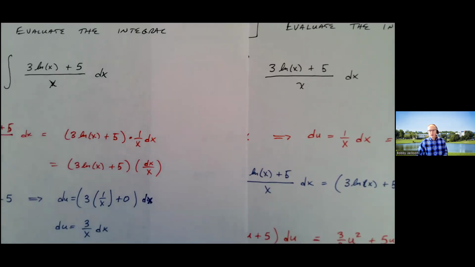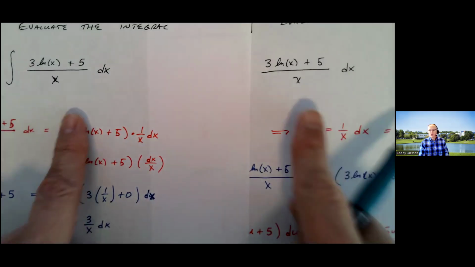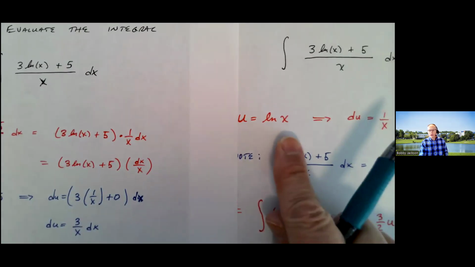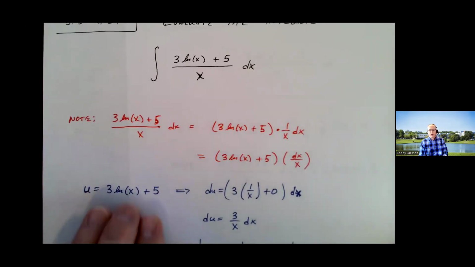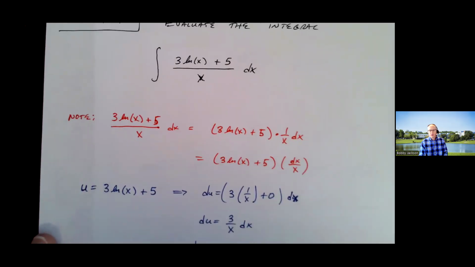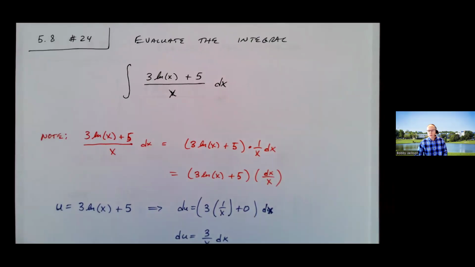Don't get stumped and just say, I don't know what to try. The only thing you should not try is letting u be x. So you could let u be the natural log of x, or you can let u be 3 times natural log of x plus 5. Both of those methods work. Okay, hope this helps on this one.